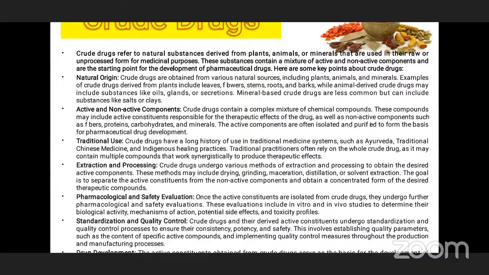Active and non-active compounds. Crude drugs contain a complex mixture of chemical compounds. These compounds may include active constituents responsible for the therapeutic effects of the drug, as well as non-active components such as fiber, protein, carbohydrates, and minerals. The active components are often isolated and purified to form the basis for pharmaceutical drug development.